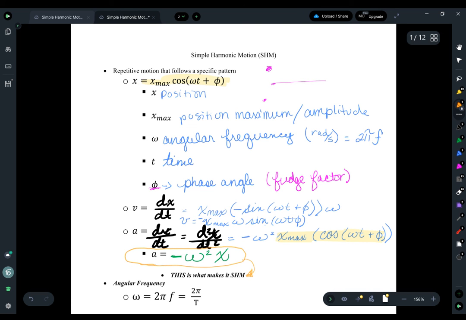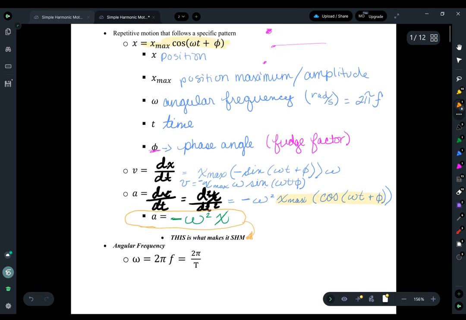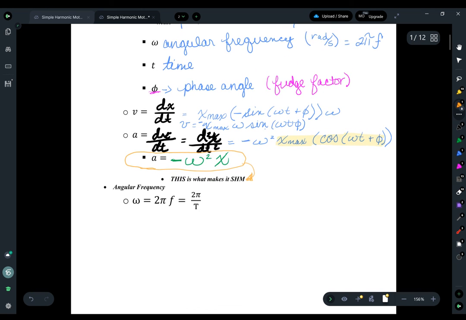So whenever we're talking about simple harmonic motion, you're going to see us deriving that acceleration is equal to a negative constant times a position value. And getting our angular frequency back in here, angular frequency, as I mentioned before, would just be 2 pi times the frequency, which makes it 2 pi over the period.